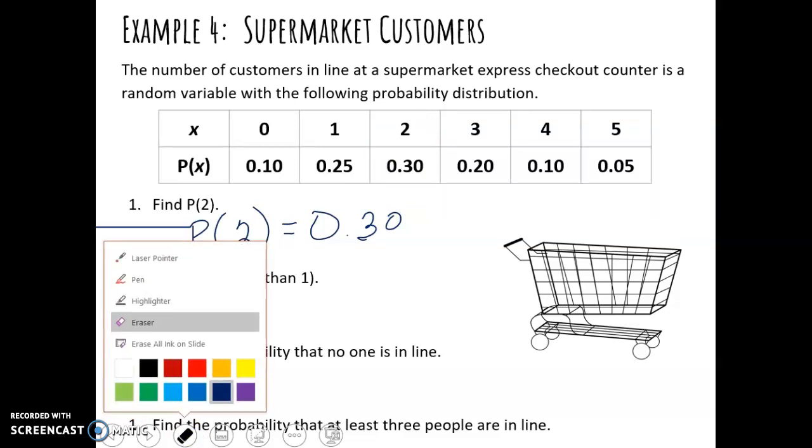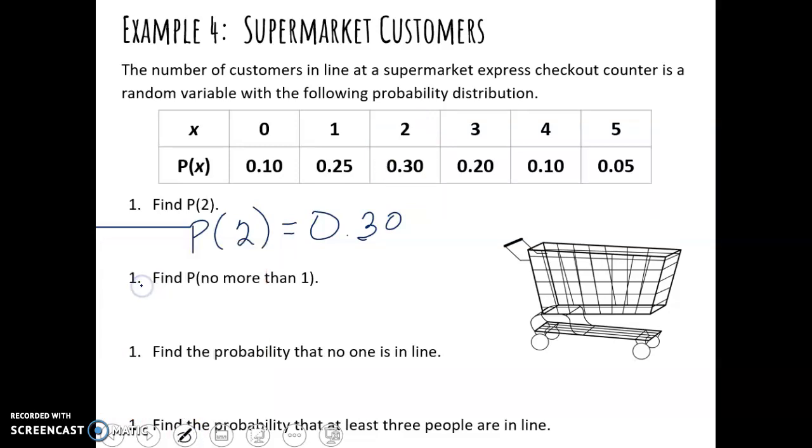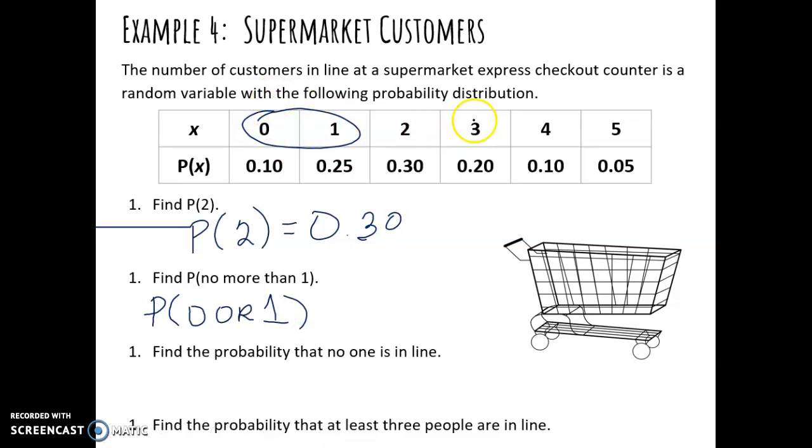All right, next, we want to find the probability of no more than 1. So what does no more than 1 mean? No more than 1 means 0 or 1. Because 2, 3, 4, or 5 are all more than 1. We want no more than 1. So the only numbers that are not more than 1 are 0 and 1.